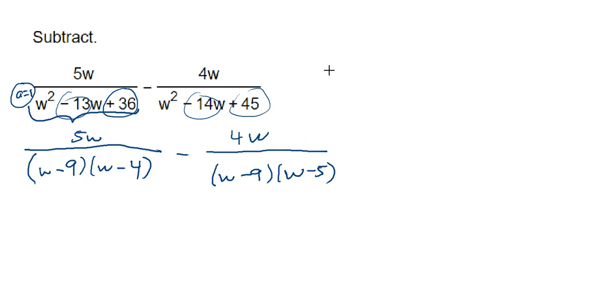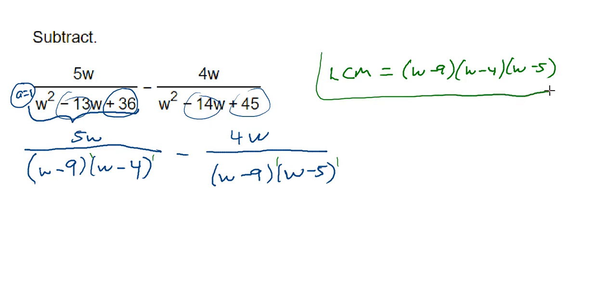The second step is going to be to find the LCM. So we take each factor that occurs. We have a w minus 9, we have a w minus 4, and we have a w minus 5. So looking at all the factors that I have in my denominators, here's a list of all of them. We raise each one to the highest power that occurs, but everything's to the first power, so I'll just leave these to the first power. And so that's my LCM, which is my common denominator.